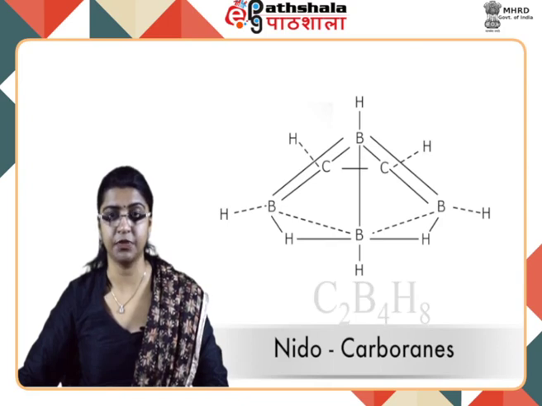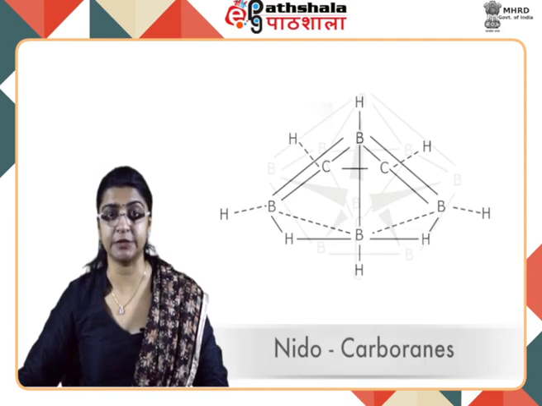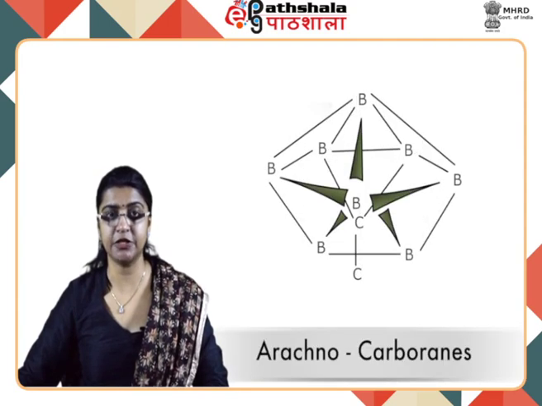C2B4H8. In this compound, only 4 vertices, n-2, are occupied by boron atoms of the regular 6-cornered octahedron with n vertices, and 2 of the vertices are occupied by carbon atoms. Note in this structure that one vertex is missing. Now let us see the structure of arachnocarboranes.